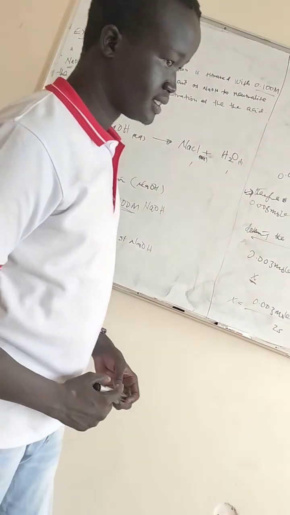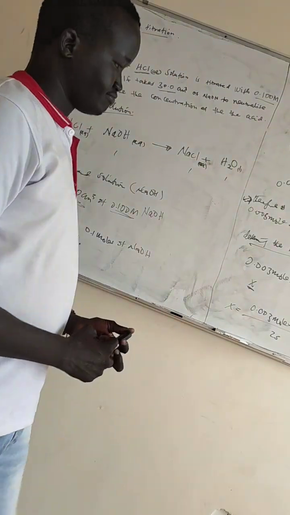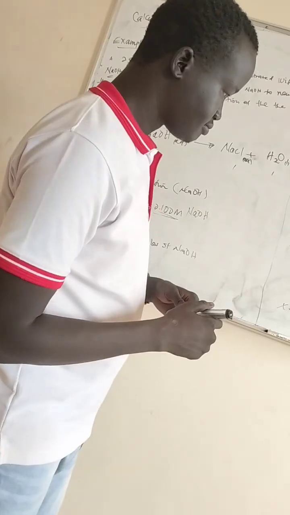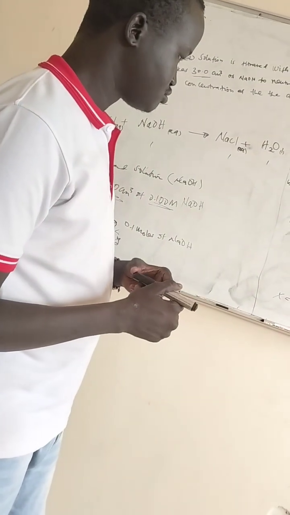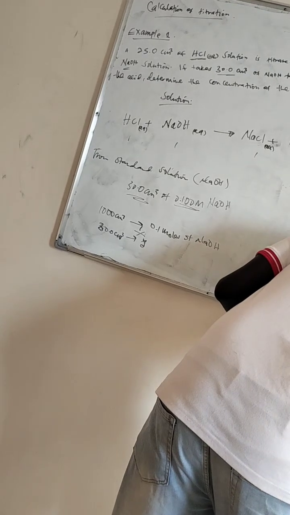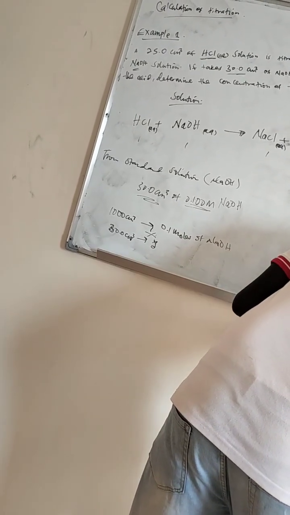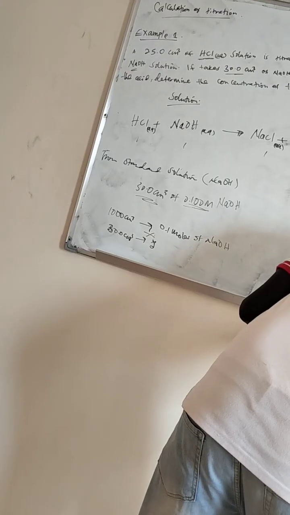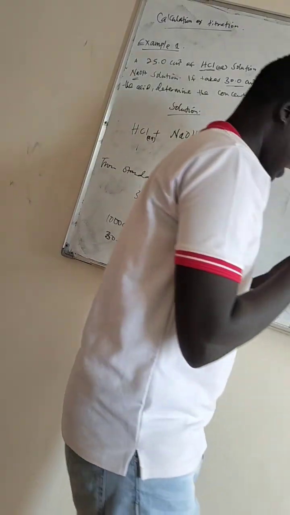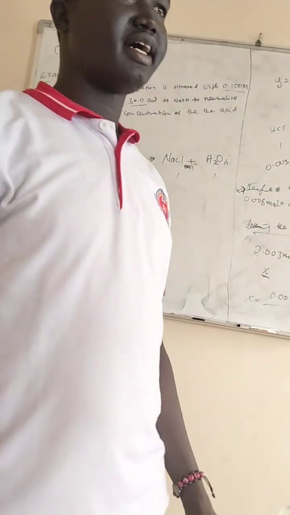What will be our answer? 0.12. Capital M, HCl. This is our concentration of the hydrochloric acid. The concentration of the hydrochloric acid.